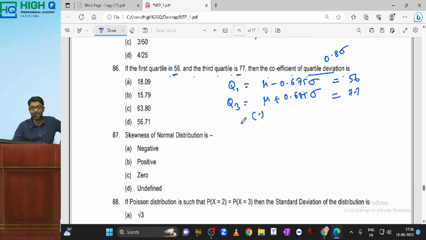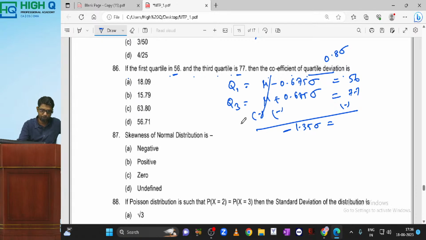So let me find out what sigma is. What is minus 0.675 sigma? Minus 0.675 sigma, my dear. Minus 1.35 sigma is equal to, what is it? 21 divided by approximately 15.79.